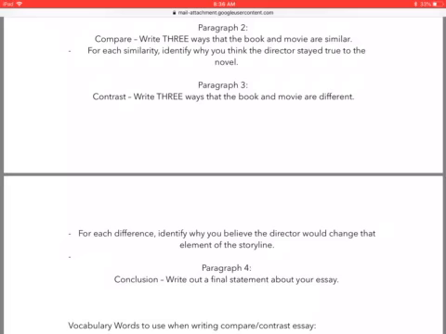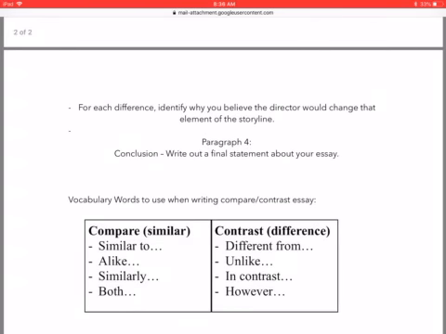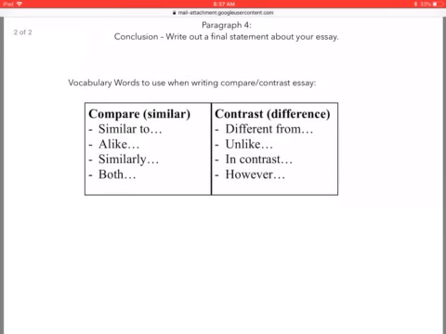Okay? Paragraph 3, contrast. Write 3 ways that the book and movie are different. And again, for each difference, identify why you believe the director would change that element of the storyline. Why would a director change certain things about the book to fit it into a movie or to create a movie? And then your conclusion. Write out a final statement about your essay. You can summarize what you have just said, and you have to restate your thesis. Did the movie stay true to the book?